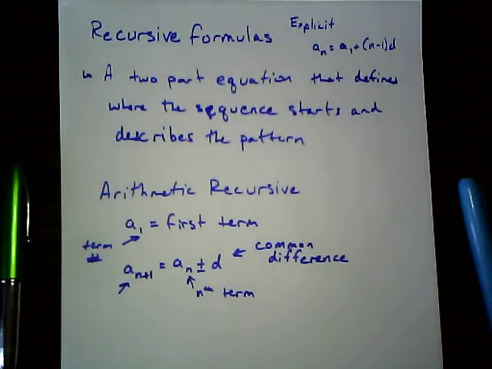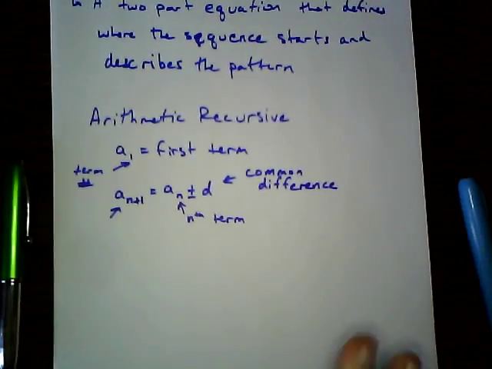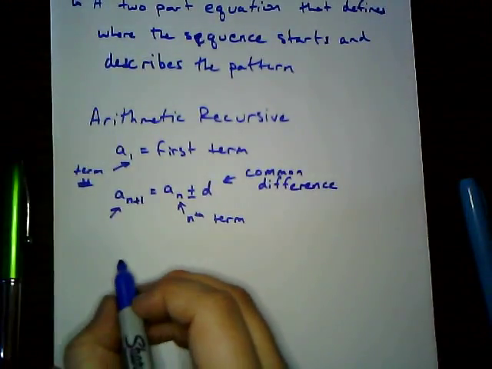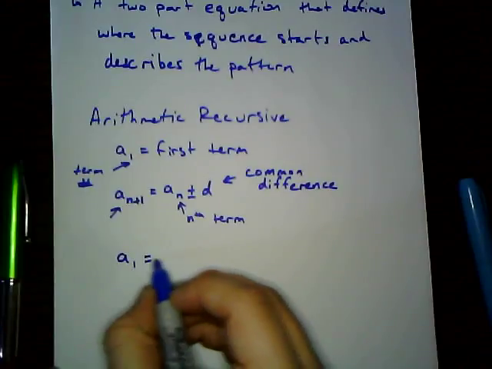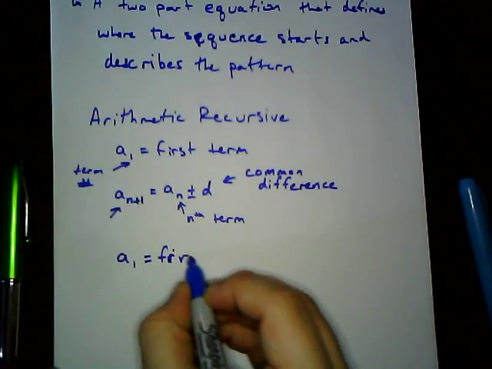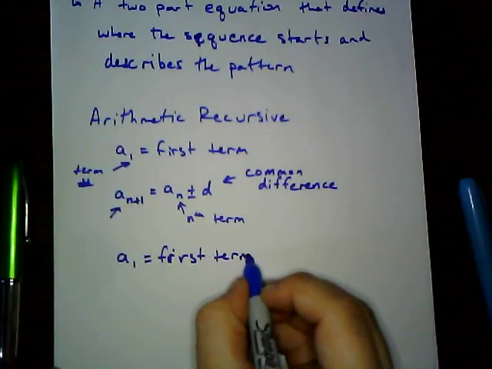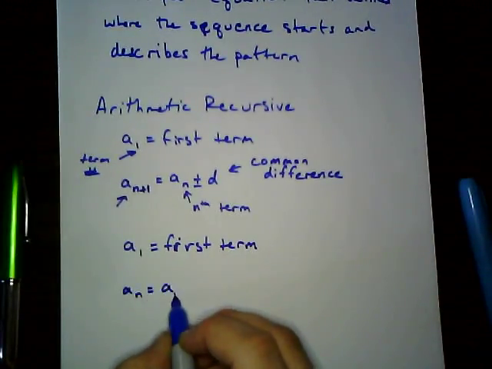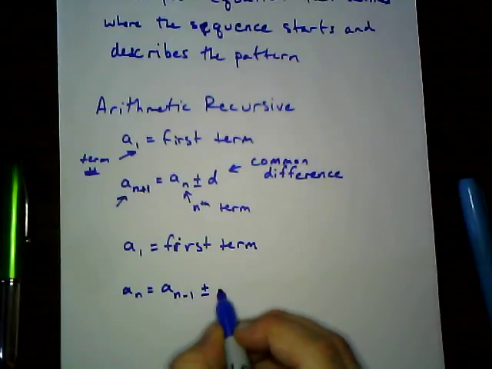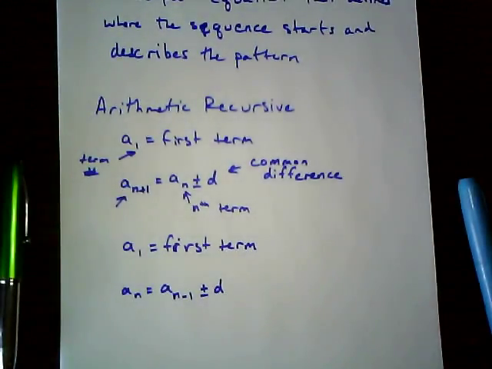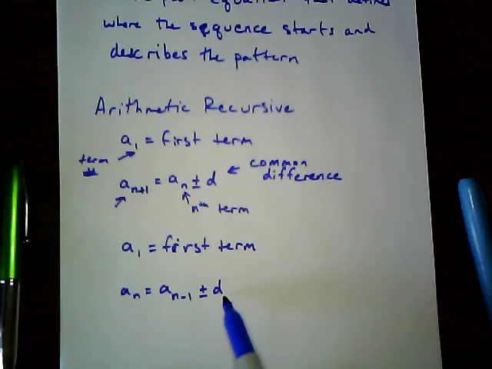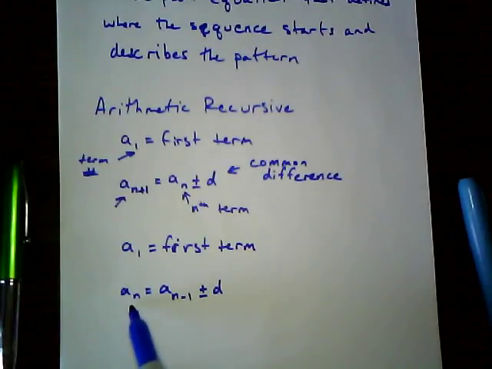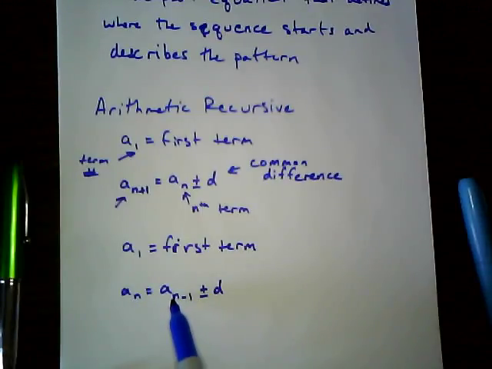Okay? Now we're going to look at another type of arithmetic recursive formula. The a_1 is going to stay the same. Okay, that's still our first term. And then we're going to have a_n equals a_(n minus 1) plus or minus d. Okay, once again, this is our common difference, d. a_n is our nth term, so we're looking for our fifth term. But in this case, we're using the a_(n minus 1), so that's a term that comes before this.